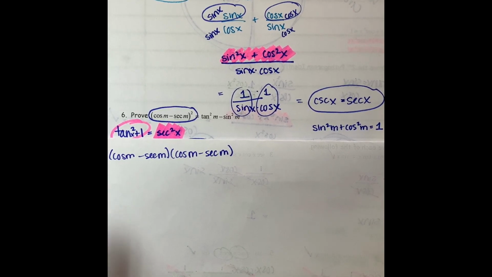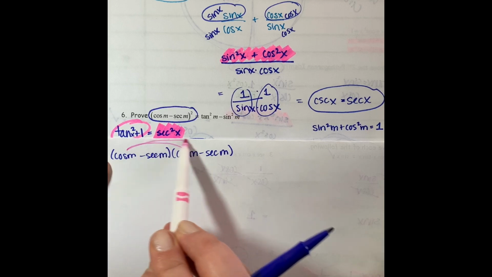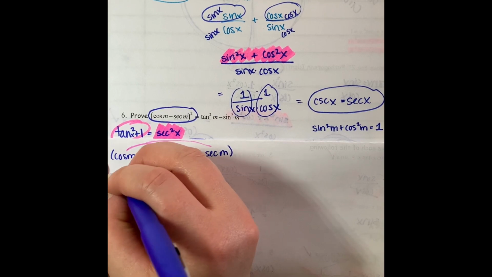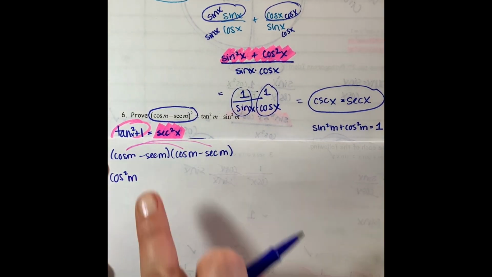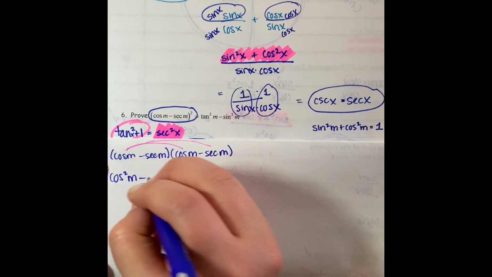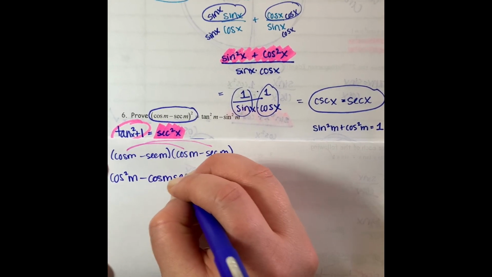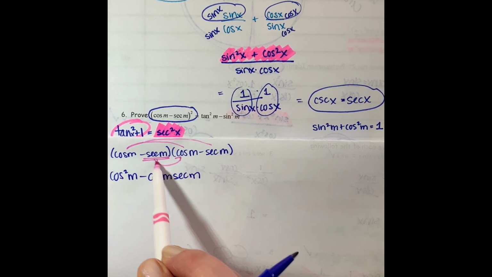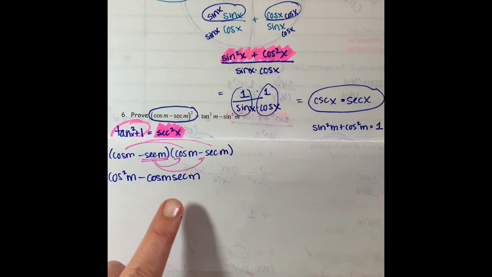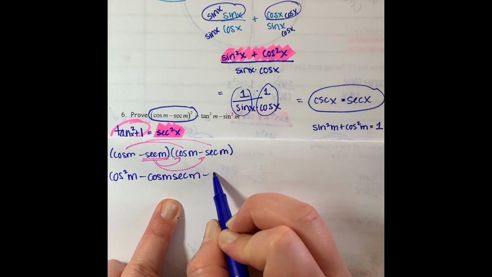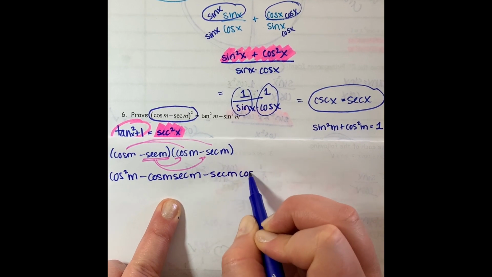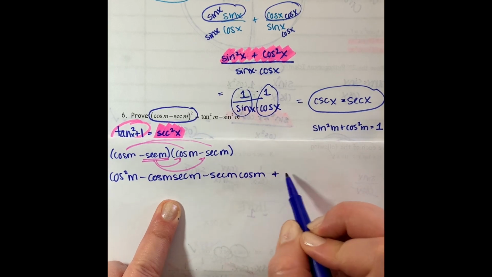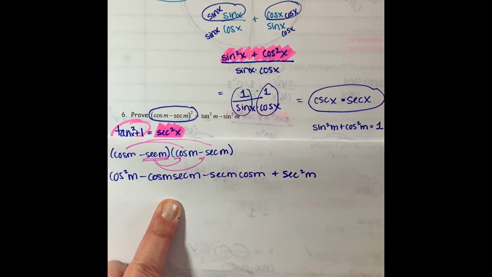Second thing I'm going to do is double distribute. So I'm going to do my little arrows here. I'm going to have cosine m times cosine m. That's going to be cosine squared m. My second arrow, cosine to secant. Then remember, after I distribute, I come over to secant, and I'm going to distribute that one twice. So for my next arrow, it's secant m times cosine m. And then for my last one, I have negative secant times negative secant again. That's going to be a plus secant squared m.